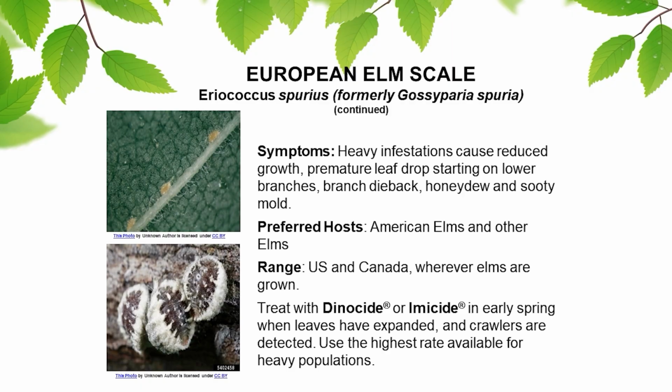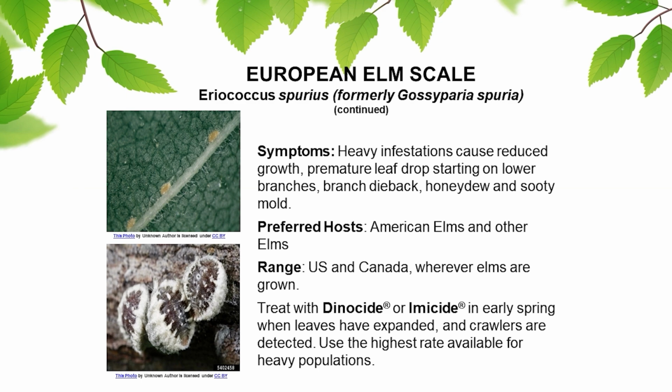Heavy infestations of European elm scale cause reduced growth, premature leaf drop starting on lower branches, branch dieback, honeydew, and sooty mold. Their preferred hosts are American elms and other elms. The range of the European elm scale is the United States and Canada, wherever elms are grown.